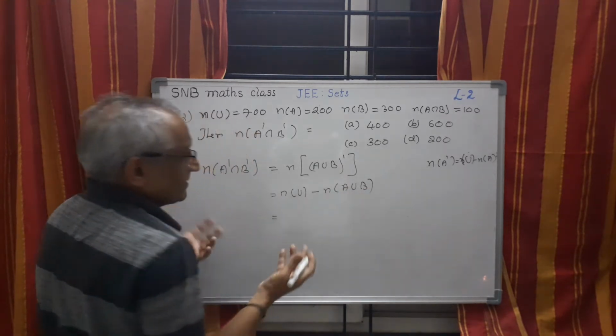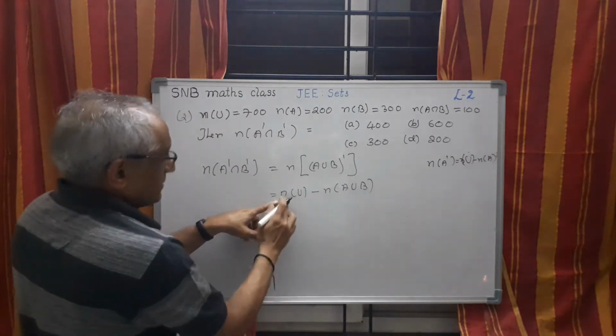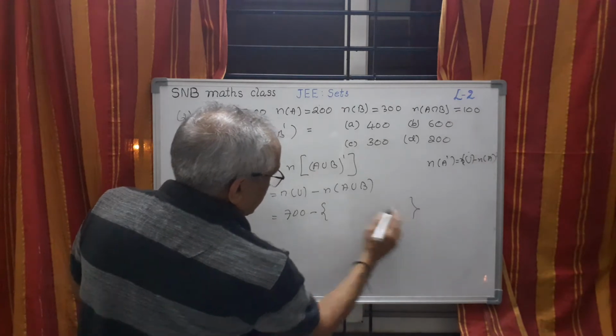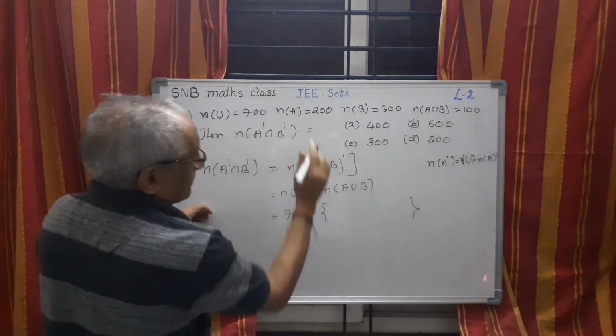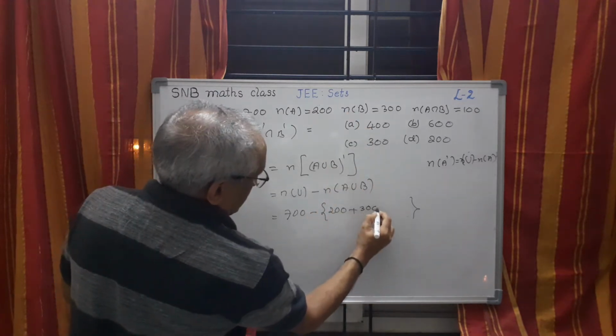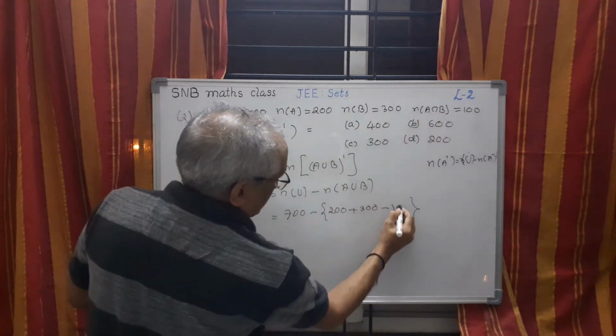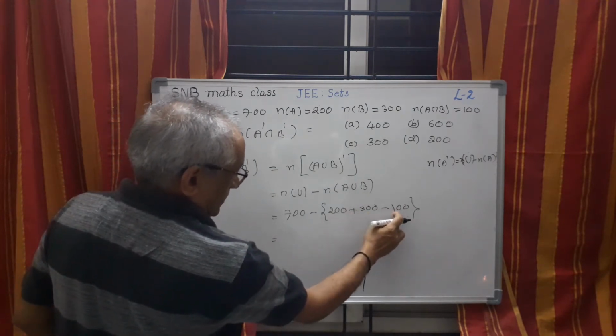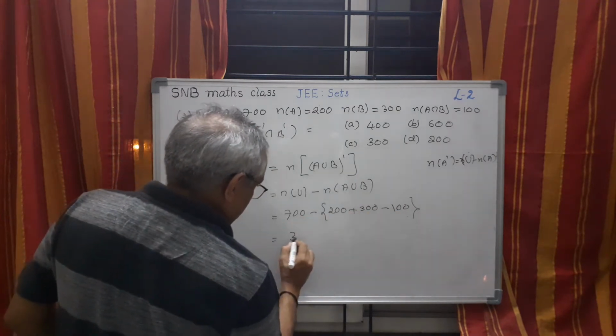So this is the formula. Now there is nothing to write. Actually, n(U) is 700. So this is 700. And last year you have seen what n(A union B) is: it is n(A) 200, then n(B) 300, and minus n(A intersection B) 100. Therefore, you can simplify this: 500 minus 100 is 400. 700 minus 400 is 300.